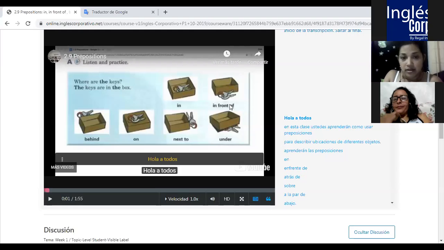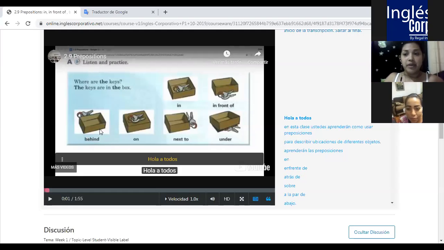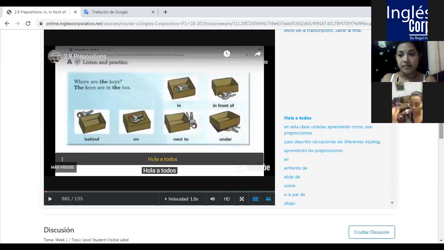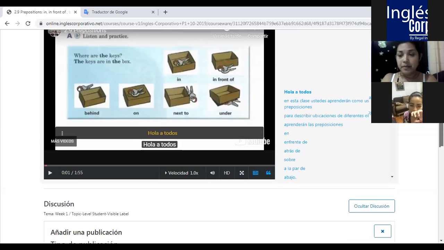The keys are behind. Behind. The second is in front of, the third is behind. Behind, on, next to, under. Let's put the first one.